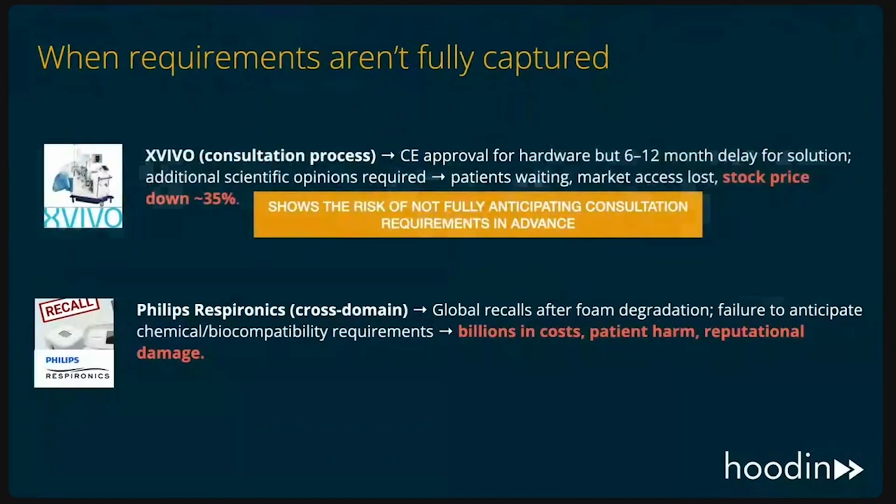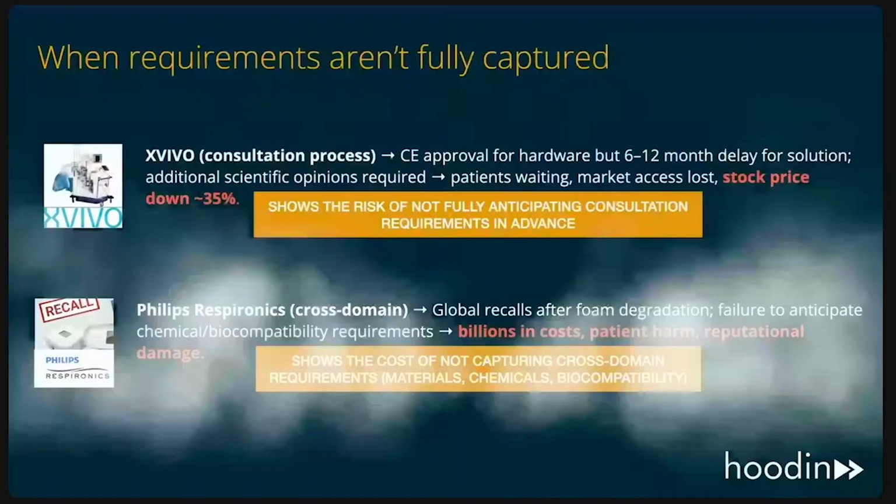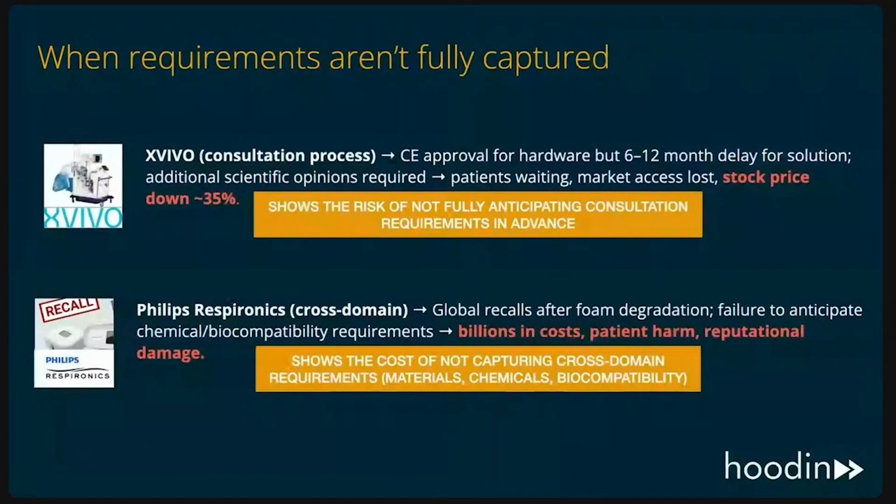This shows the risk of not fully anticipating consultation requirements in advance, and shows the cost of not capturing cross-domain requirements: material, chemicals, and biocompatibility. And these things can be avoided, bulletproof, if you have that list done properly and in a format so you can use it operationally as well.